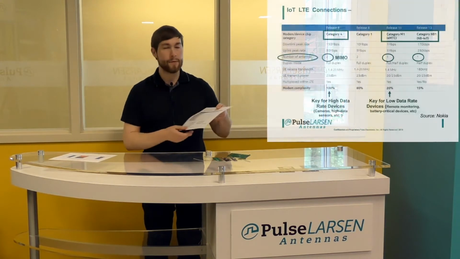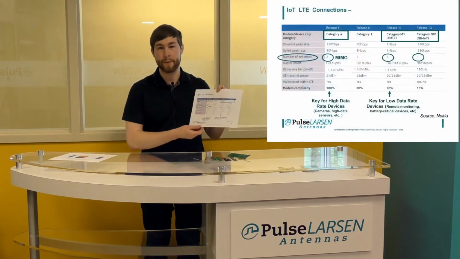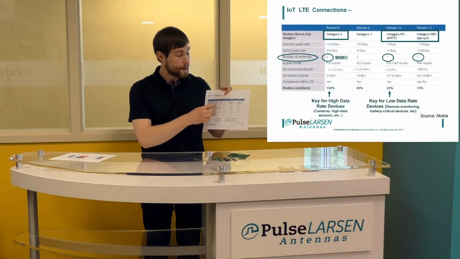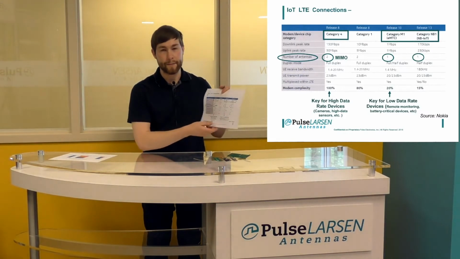Today I want to briefly describe some differences between LTE Category 4, a general case that all of your cellular devices will use, and LTE Categories M1 and NB-IoT, some more specific cases that can be useful to low-power devices and applications. This table shows some of the simple differences between LTE Category 4 and M1 and NB-IoT.